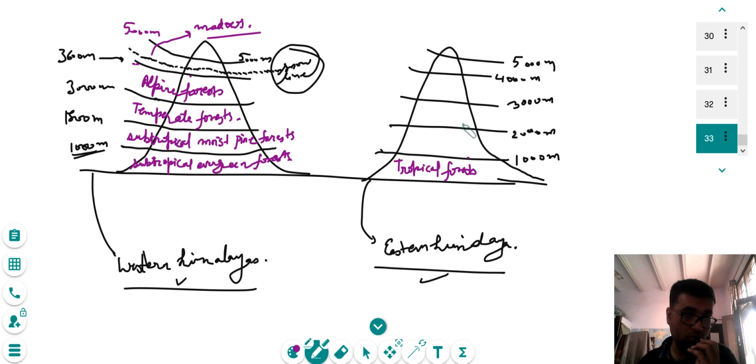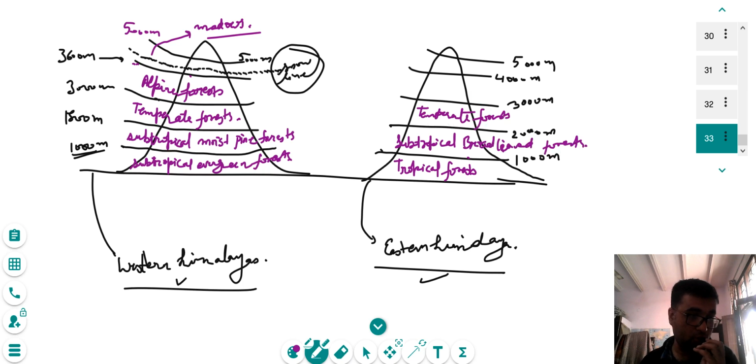From 1000 meter to 2000 meter you have subtropical vegetation, subtropical broad-leaved forests. Right, from 2000 meter to 1000 meter you have the temperate forests. You have temperate forests.